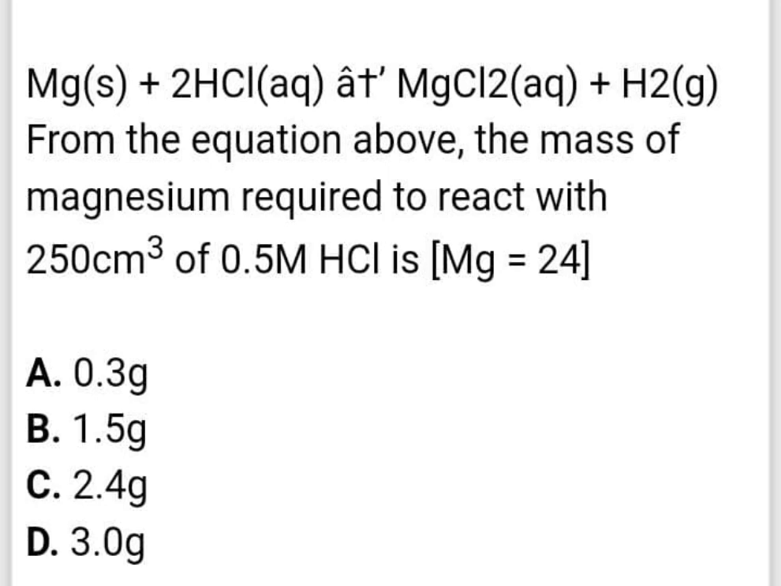So from the equation above, the mass of magnesium required to react with 250 centimeter cube of 0.5 HCl, that is the molar concentration of HCl. If you remember, the relative atomic mass of magnesium is equal to 24. All of these things are needed, but what we need to find is the mass of magnesium. We are given the molar concentration 0.5 and the volume 250 centimeter cube. So just take note of that.